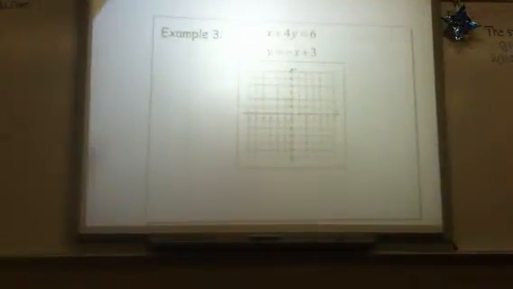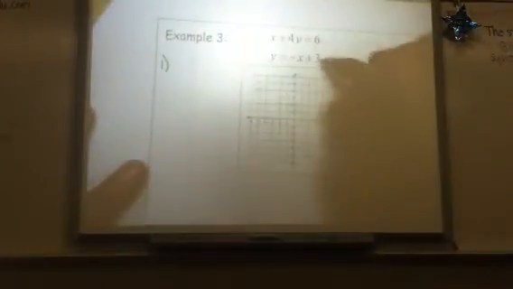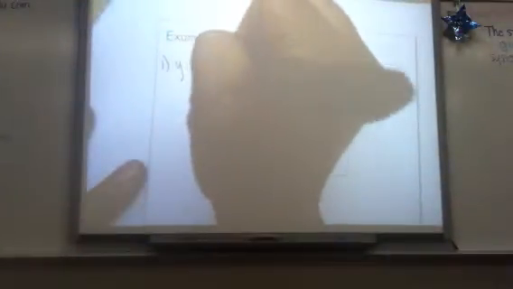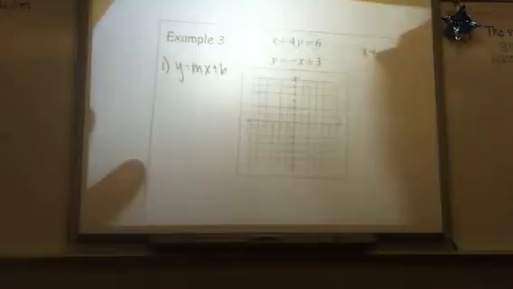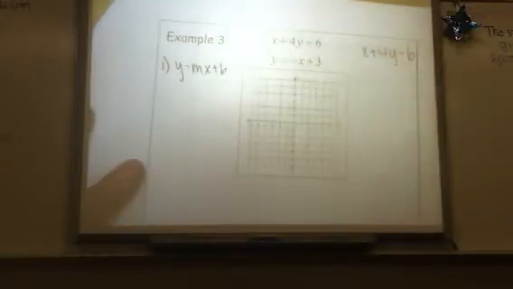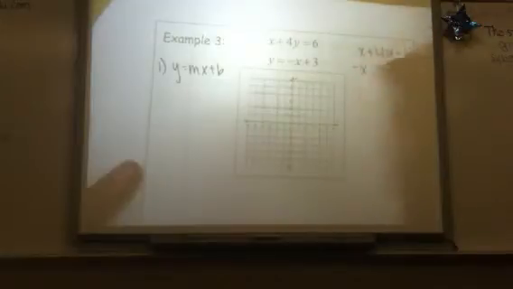We want to do the same steps on this one, but is the first step done for us? No, not on this one. On one of them it is, but we have to get that first one in y equals mx plus b. Okay, so I have x plus 4y equals 6. I want to get the y by itself, so I do the opposite operation and subtract the x over.